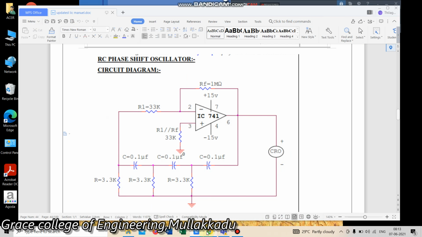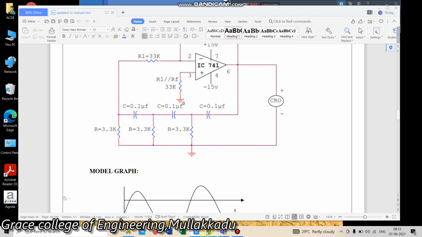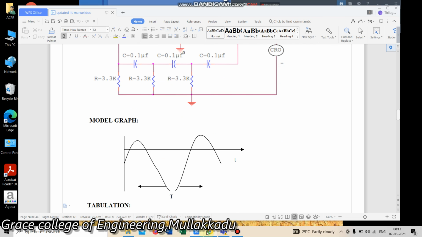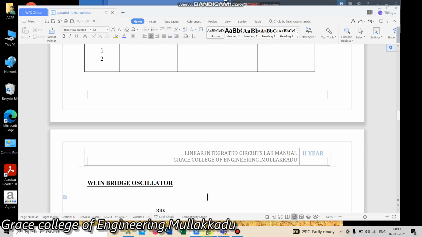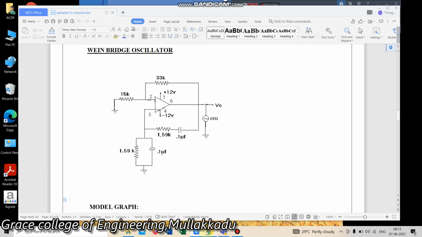Now we are going to see the output of this RC phase shift oscillator and Wein bridge oscillator. This is the output for the RC phase shift oscillator. Sine wave is generated. We have to note the voltage, time as well as the frequency. Similarly, we are going to see the Wein bridge oscillator.